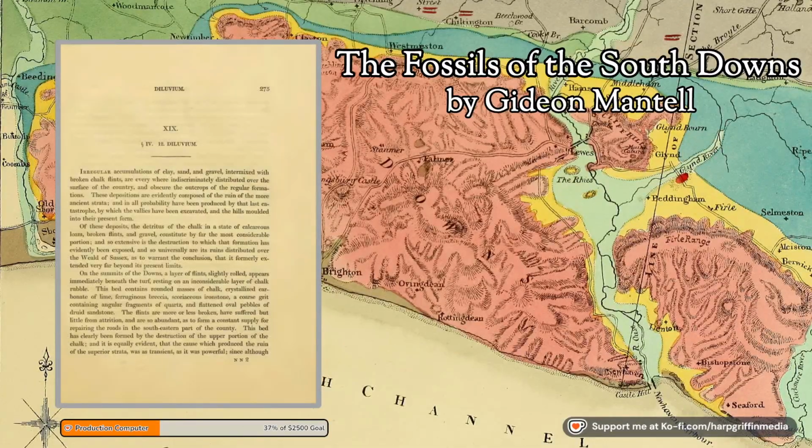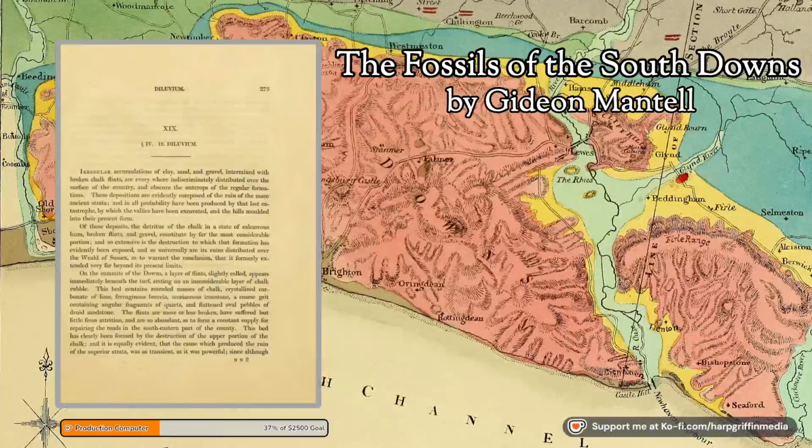On the summits of the downs, a layer of flints, slightly rolled, appears immediately beneath the turf, resting on an inconsiderable layer of chalk rubble. This bed contains rounded masses of chalk, crystallized carbonate of lime, ferruginous breccia, scoriaceous ironstone, a coarse grit containing angular fragments of quartz, and flattened oval pebbles of Druid sandstone. The flints are more or less broken, have suffered but little from attrition, and are so abundant as to form a constant supply for repairing the roads in the southeastern part of the county.